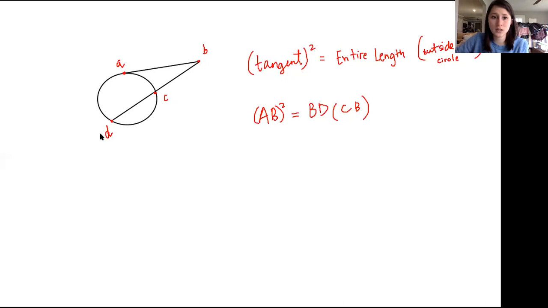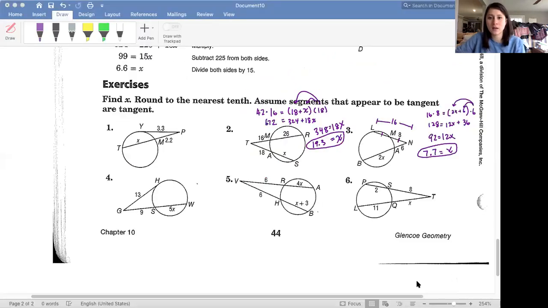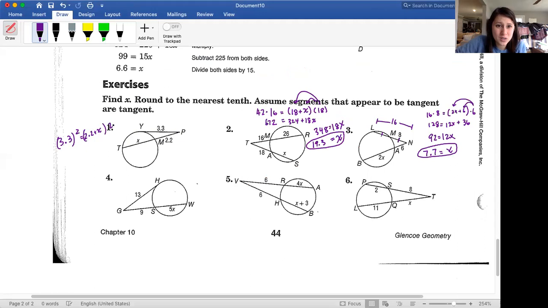Okay, so let's go back and do some practices. Looking at number 1, we've got our tangent and it's 3.3. So I'm going to say 3.3 squared equals the product of the entire length times the part outside the circle. So I'm going to say (2.2 plus x) times 2.2. So I have to distribute this.